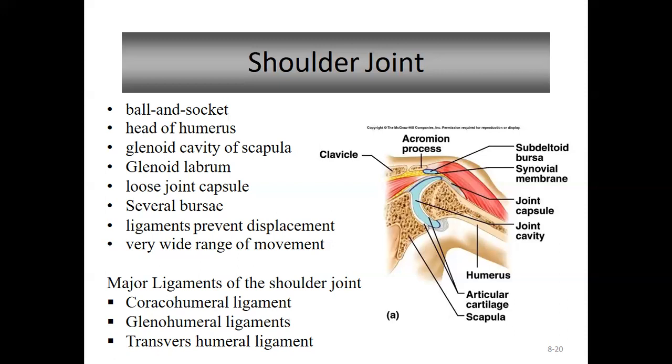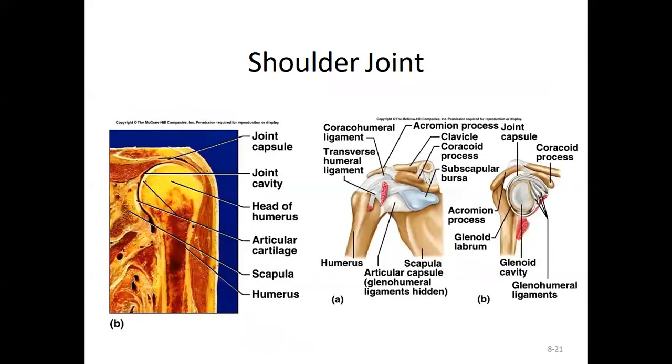So that is the shoulder joint. These are other examples of that. So this is an actual cadaver that is cut coronally, so that you have the arm, you have the chest cavity, coronal cut, so that you can now see the head of the humerus. You can see this articular cartilage. You can see the joint cavity.